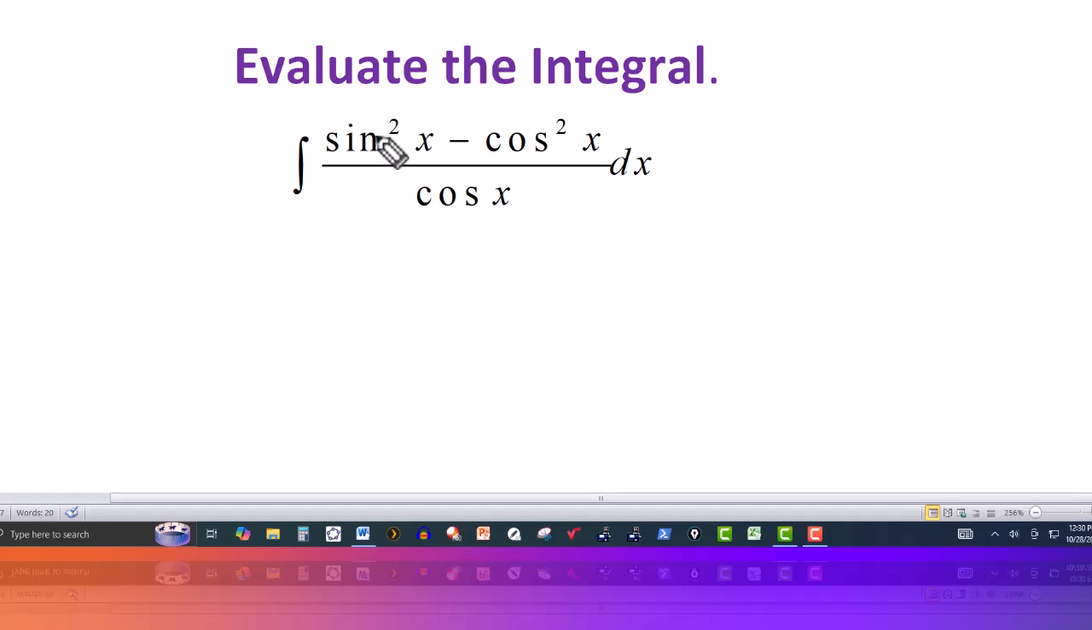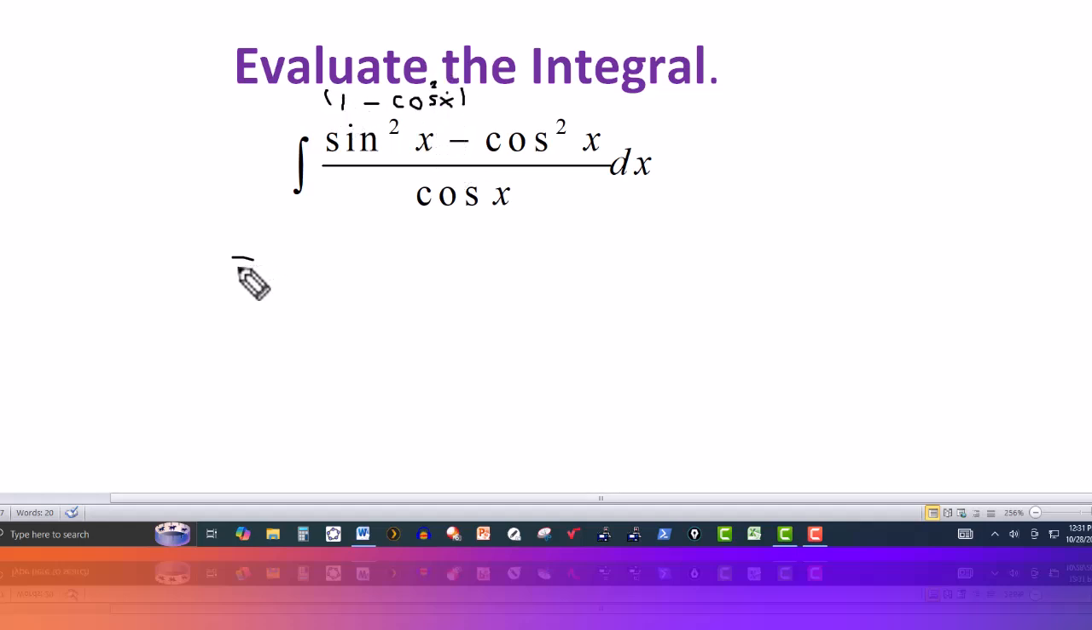We know we can replace sine squared of x by 1 minus cosine squared of x. And that comes from the identity that cosine squared of an angle plus sine squared of an angle is equal to 1. Solving that identity for sine squared of x, we get this.